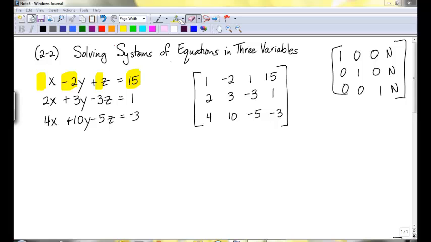Okay, this is on solving systems of equations in 3 variables. And we're going to solve all of these on the assignment. We're going to do them by matrices. Okay, this is something you've done before.